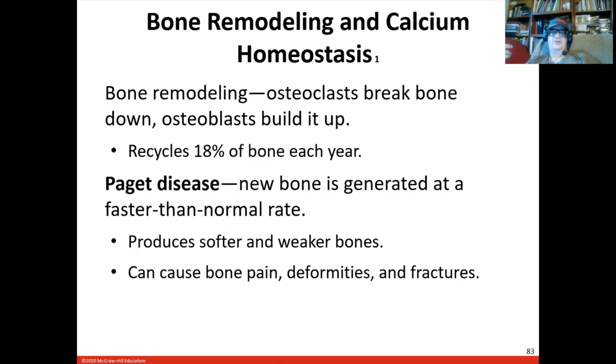Paget's disease: new bone generated faster than normal, but not generated in the right way. Think of it as you don't spend as much time as you should. You're going to get softer, weaker bones, and what this means is that you will have bone deformities. The weak bones can be compressed and sag, and that can pinch nerves that are in them and cause pain.